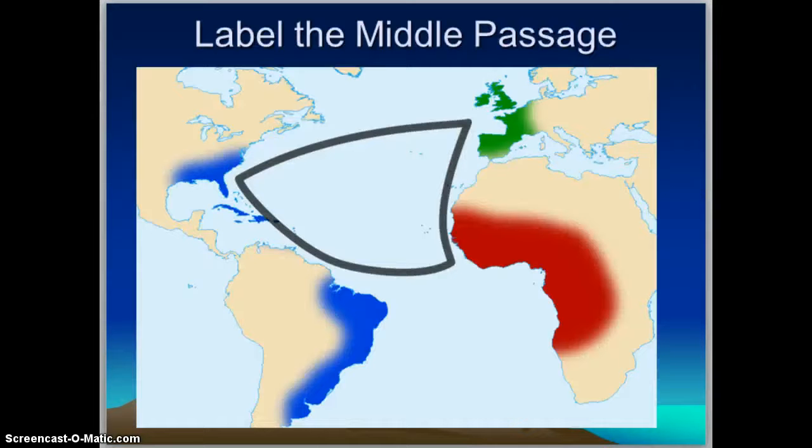All right, label the middle passage. So again, the middle passage, that is the slaves' horrific journey that they took from Africa, here's Africa right here, to the Americas, which is right here. So it's this line right here. You are going to label Middle Passage. This line right here, Middle Passage.